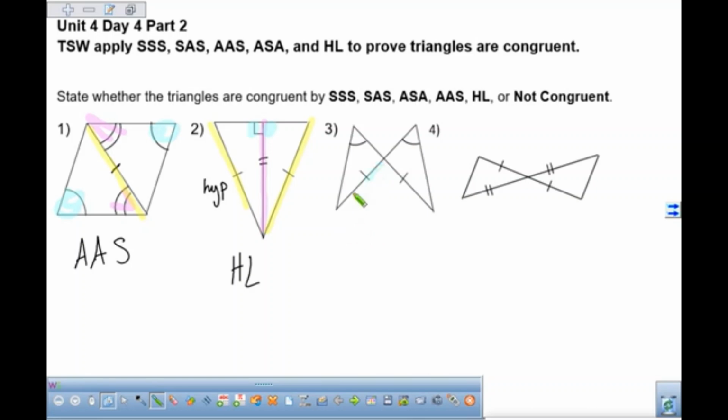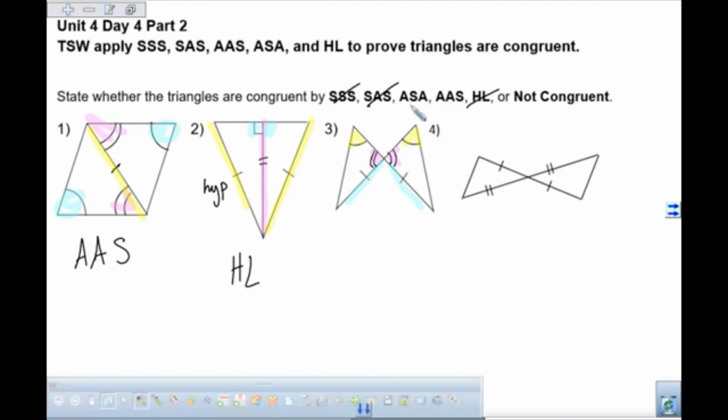Our next one, we have one set of sides congruent, and we have a set of angles that are congruent as well. What else can we mark? We can mark the vertical angles. So now we have 2 sets of angles that are congruent to each other. That means that we can get rid of those 3. Now we need to look at the side. Is the side being made by our 2 angles, or not being made by our 2 angles? This side is outside of the 2 angles. It's not between them. So we have angle, angle, side.